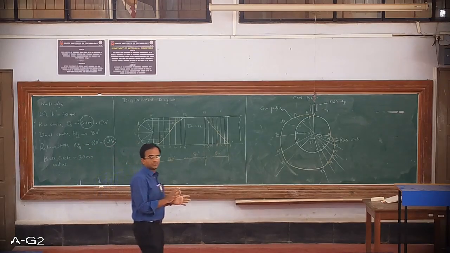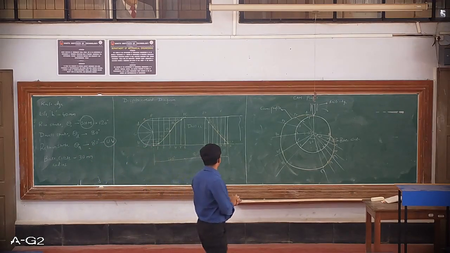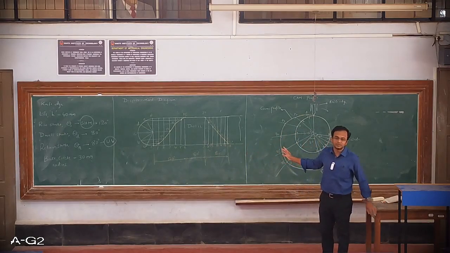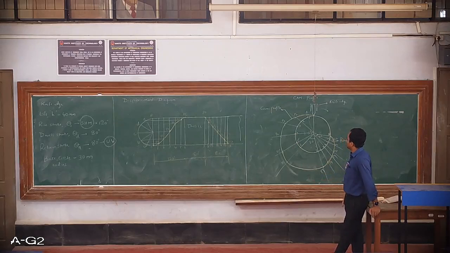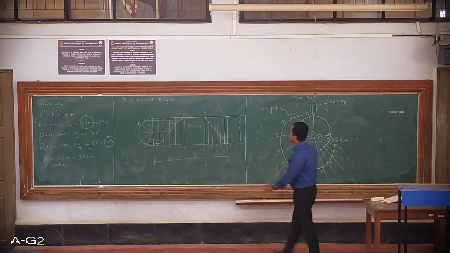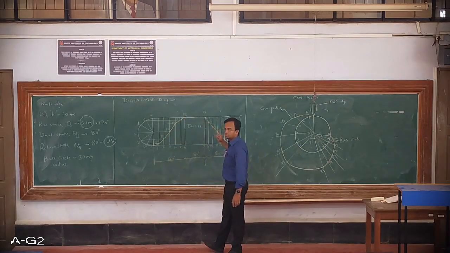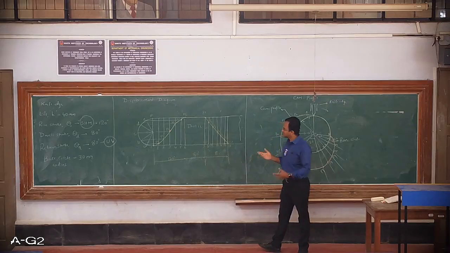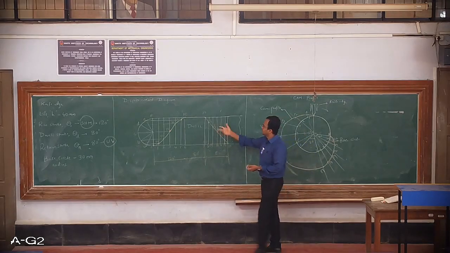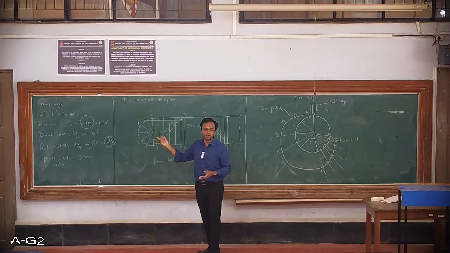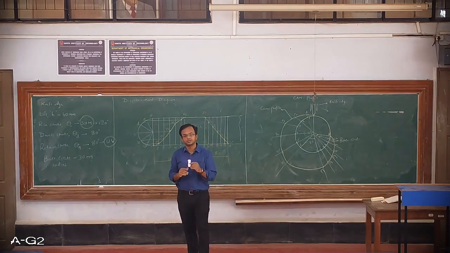I'll wind up today's class because I cannot start the next problem, as it would again take around 45 to 50 minutes to solve. But in the displacement diagram I have already covered SHM and uniform velocity. In the next problem, I'll slightly modify this. Instead of uniform velocity or SHM, we'll take UARM, that is uniform acceleration and retardation motion.